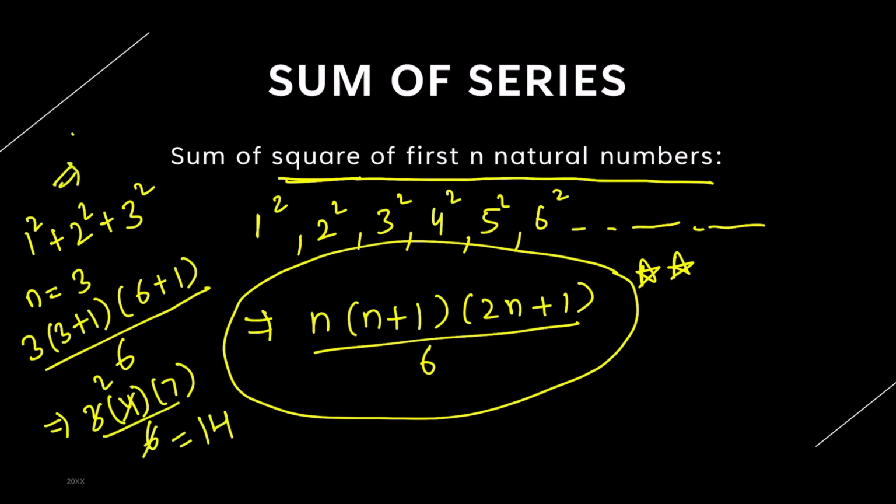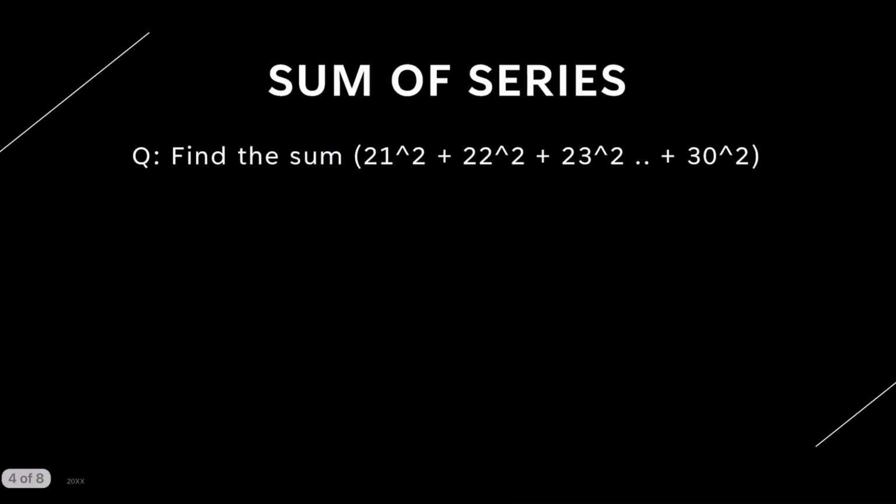And you can also check, that is 1 plus 4 plus 9 is 14. So, this is how you can use this formula to calculate the sum of squares of the first n natural numbers, right? Now, this is a question. Again, pause this video now. Try to do this. This will use the formula we have just learned and try to solve this.